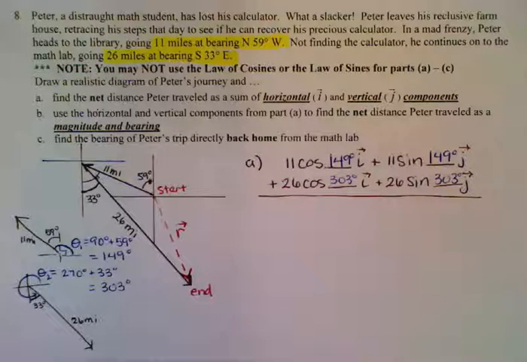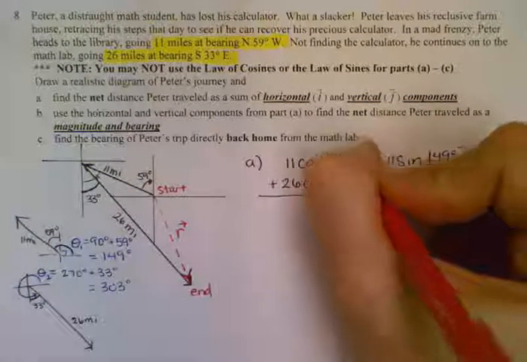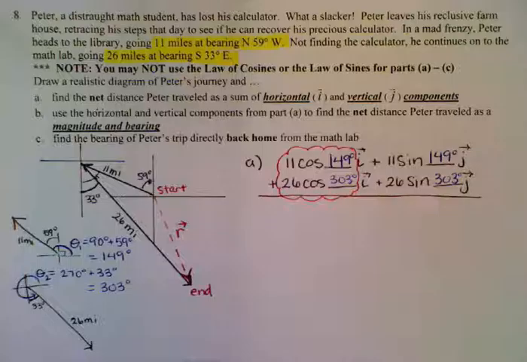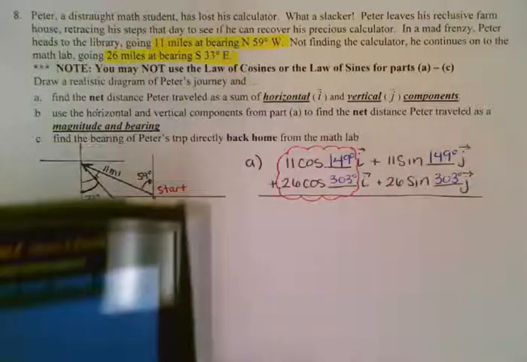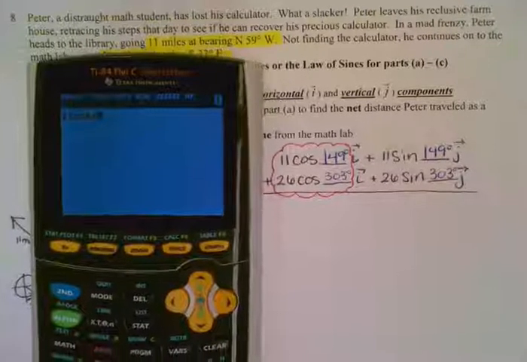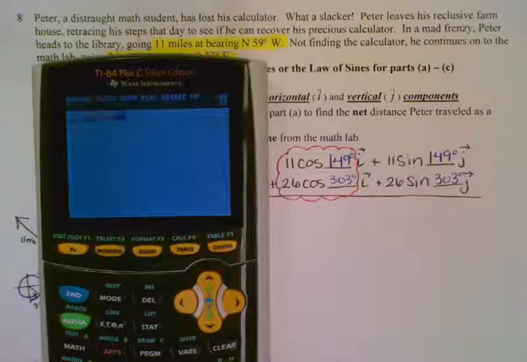Okay, now we're ready to calculate our horizontal and vertical components. And if you remember, we can calculate the horizontal parts by themselves and the vertical parts by themselves. So let's calculate just the horizontal parts. And it really does save a little time if you can do this all at once. So on your calculator, you're going to type in 11 cosine 149, close that off, and then plus 26 cosine 303.